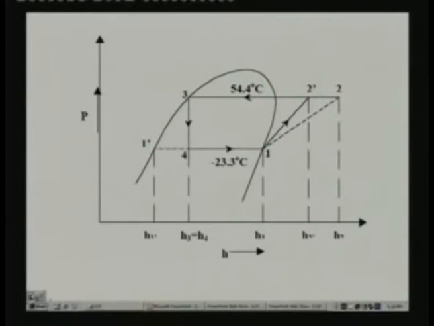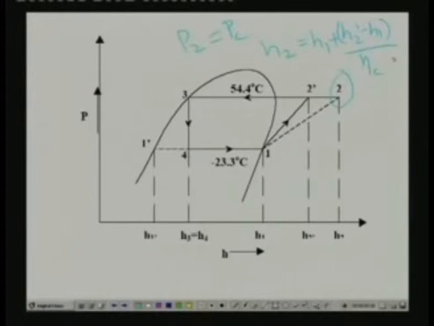Once you find the properties of point 2 dash, properties at point 2 can be obtained, because at point 2 we know that P2 is equal to PC, which is known to us, and H2 is the enthalpy at this point. From the expression of isentropic efficiency, it is the inlet enthalpy plus H2 dash minus H1 divided by the isentropic efficiency of the compressor. H1 is known to us, H2 dash is known to us also, and the efficiency is given as input. So, we can also find out the enthalpy. For this point, use the pressure data and enthalpy data and find out the rest of the properties.